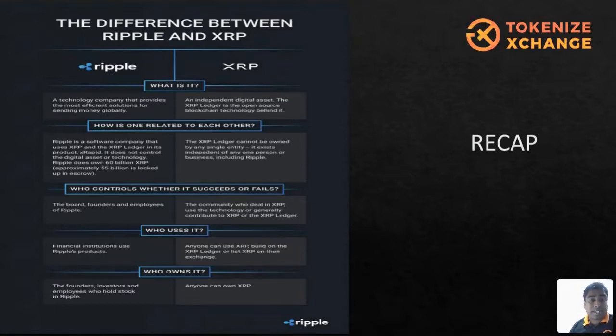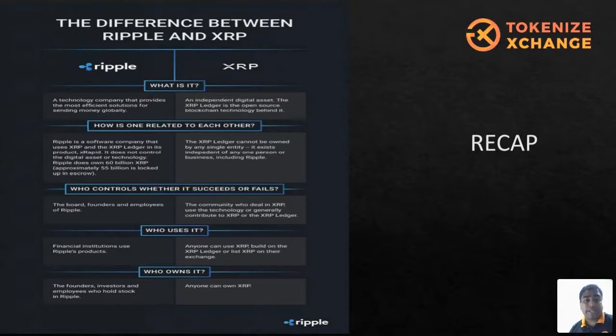The XRP ledger is the open source blockchain technology behind it. So how is one related to the other? Ripple is a software company that uses XRP and the XRP ledger in its product. Ripple taps on the XRP product, while XRP, on the other hand, cannot be owned by any single entity. So Ripple is not the owner of XRP. They are just tapping on XRP features and technology.